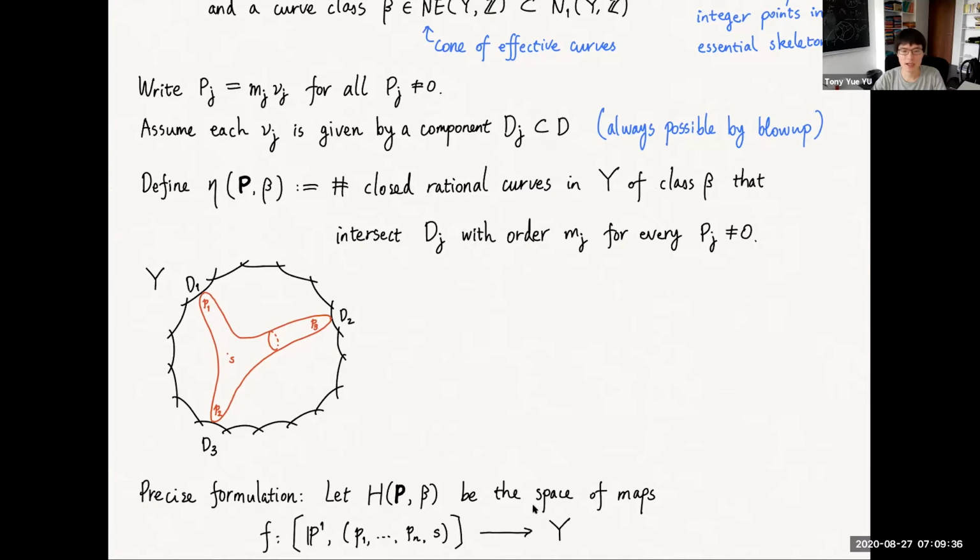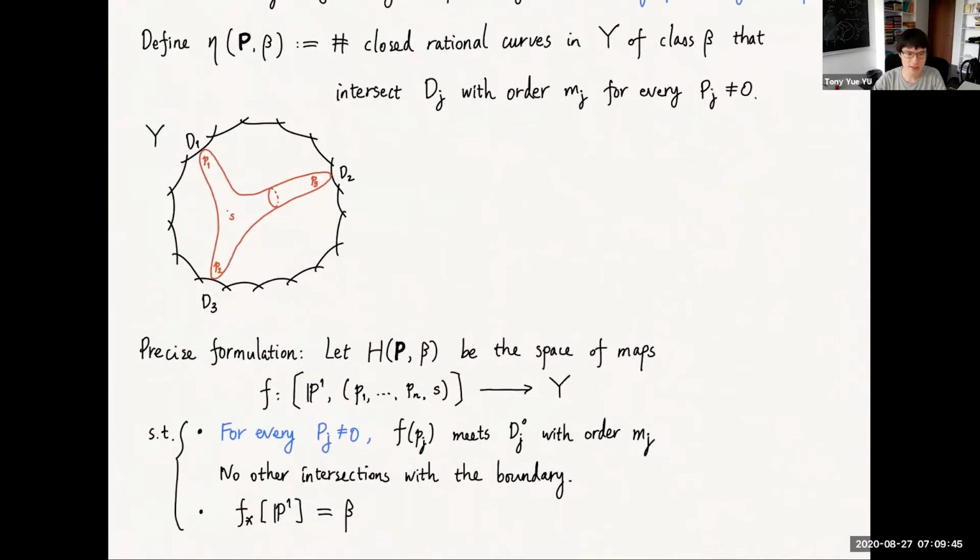Let H_p,beta be the space of maps from P1 with n+1 marked points to Y, such that for every non-zero Pj, F sends this marked point Pj to the open strata, the interior part of the divisor Dj, with order mj. So we have P1, P2, P3. And the first condition is that each Pj maps to Dj with given order mj.